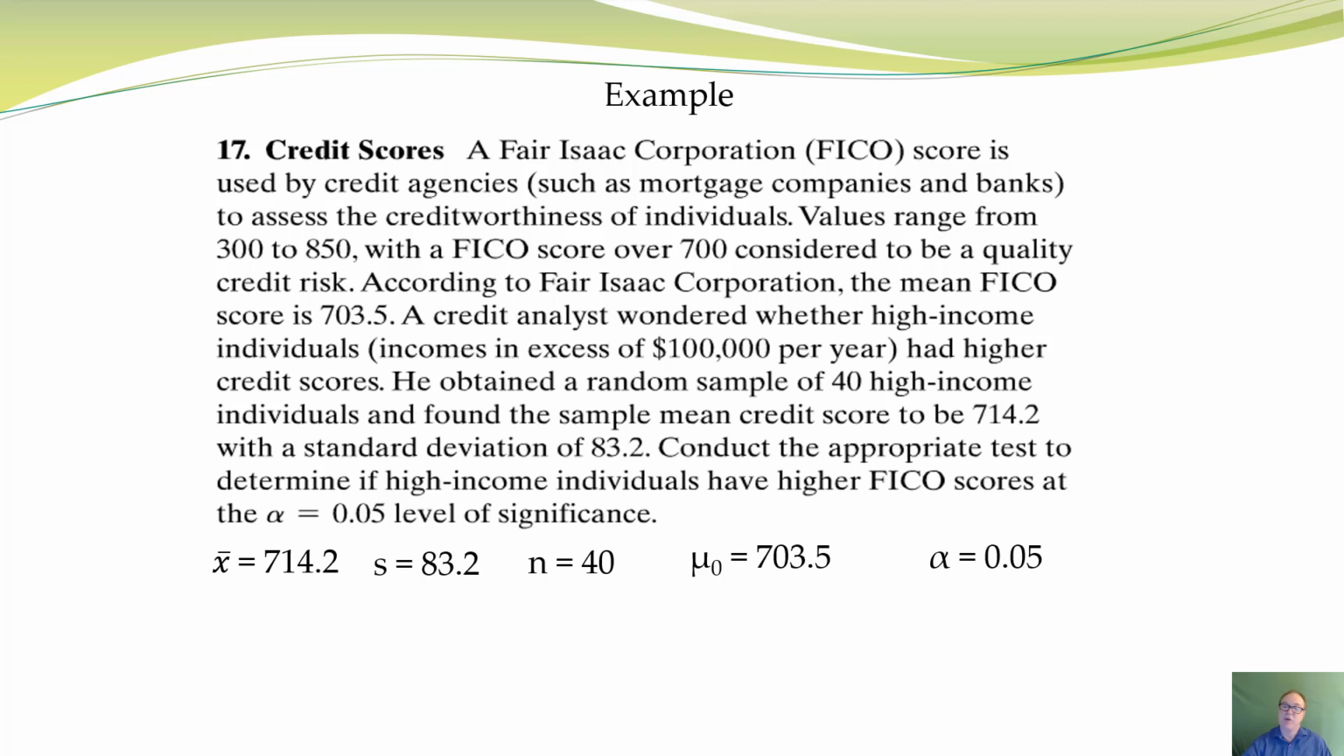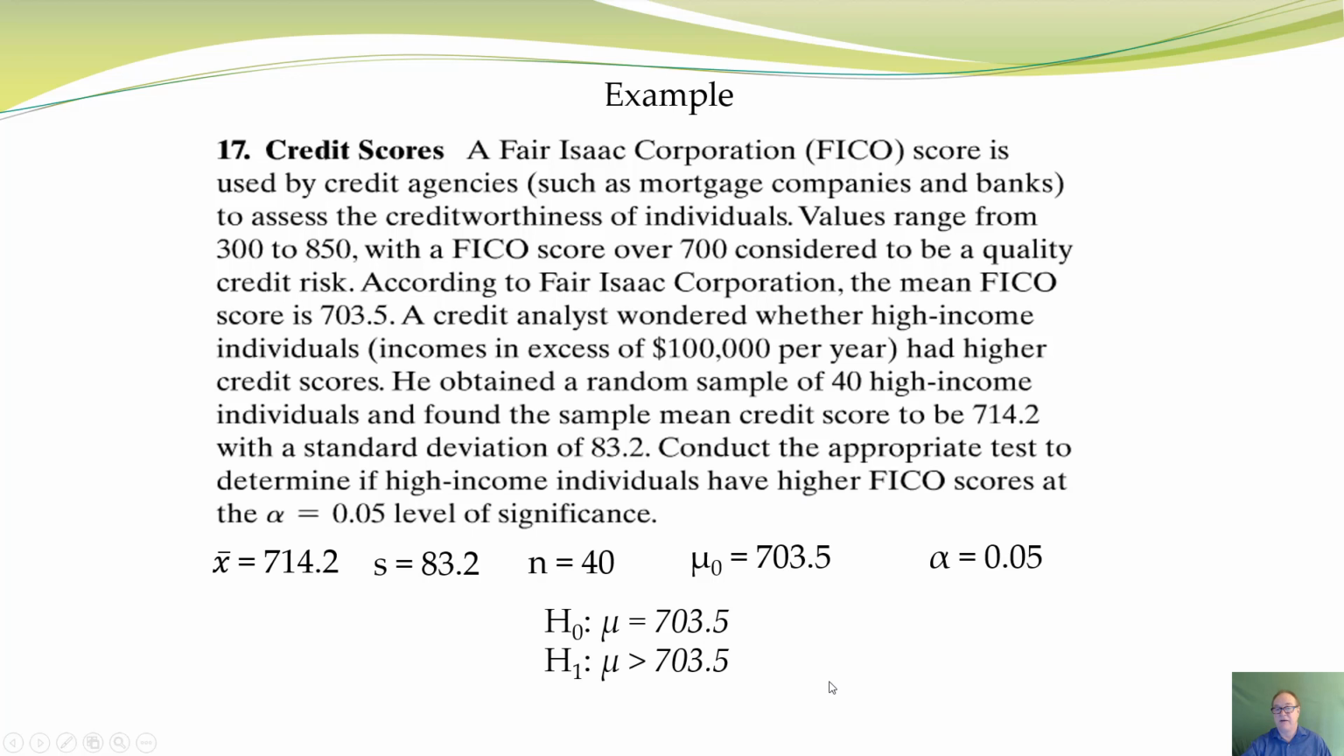Now we want to come up with the null hypothesis and alternate hypothesis. The null hypothesis would be the mean is equal to 703.5. The alternate would be that it's greater than 703.5, because we are trying to prove if they have higher FICO scores. So higher means greater than.